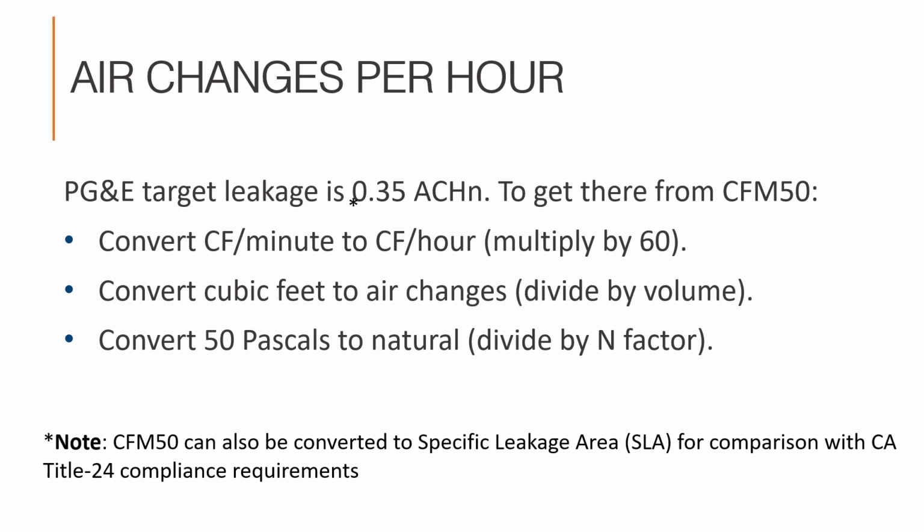To get there, when all you really know is the CFM 50 blower door test, you can convert cubic feet per minute to cubic feet per hour by multiplying by 60. You can convert cubic feet per hour to air changes per hour by dividing by the volume of the house. And you can convert the 50 pascals pressurized reading to the natural reading by dividing by the N factor.